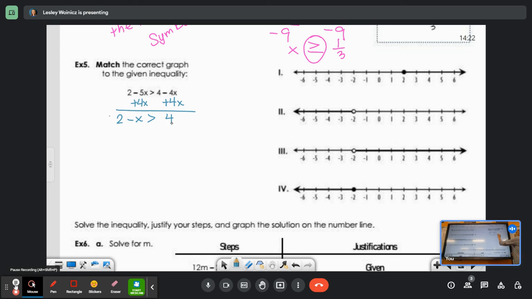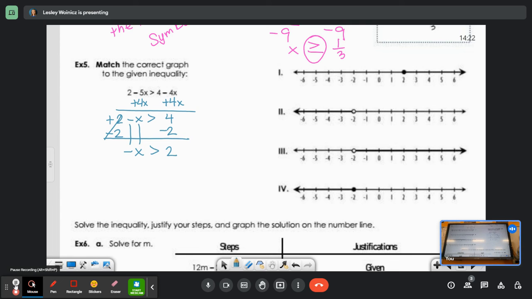Okay, this is a positive 2. How are we going to get rid of a positive 2? You've got to subtract. Okay, don't forget to bring down the negative with your x. I have a negative with my x. It's supposed to be greater than 2.